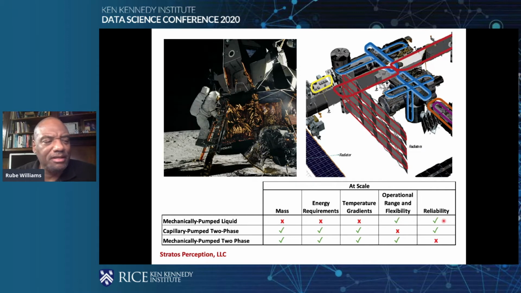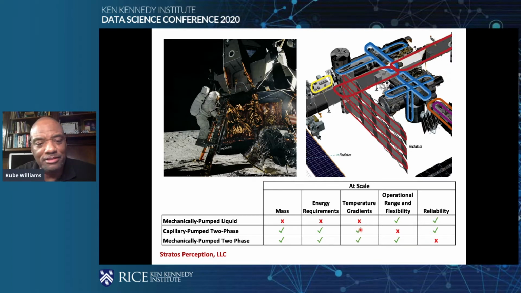However, as you scale up these systems, you get high temperature gradients, you get high energy requirements for the pumping, and you get higher mass requirements due to liquid inventory. There's also another way to do things, which is capillary pump two-phase. It's like the heat pipes that might be in your computer. These are used on satellites and on the station and just about everywhere, and they're highly reliable.